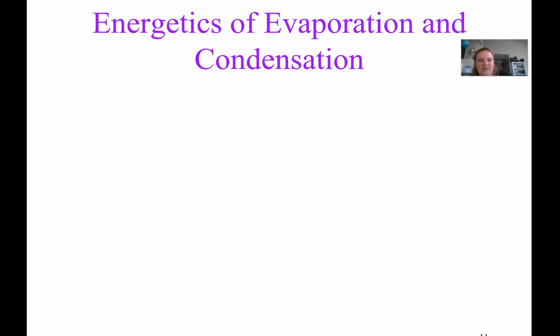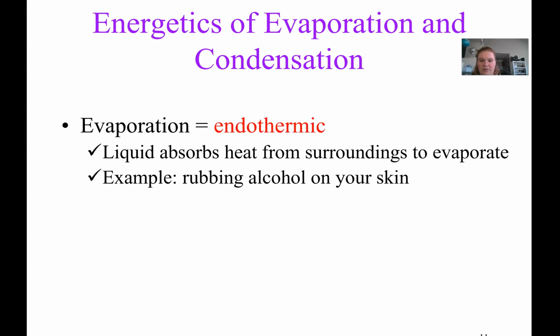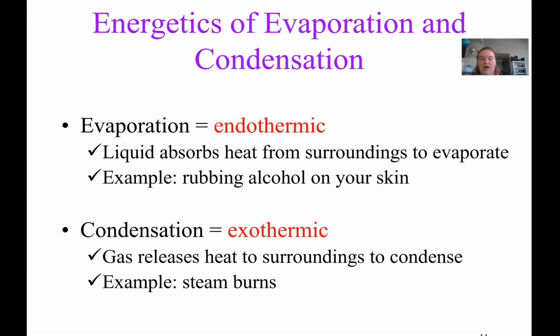So we're coming into the small amount of math that's in this chapter. Evaporation and condensation are opposite processes. Evaporation is liquid to gas, condensation is gas to liquid. Evaporation is endothermic, so that means that heat has to go into the liquid in order for it to go through that process. The example I have on here is rubbing alcohol on your skin.